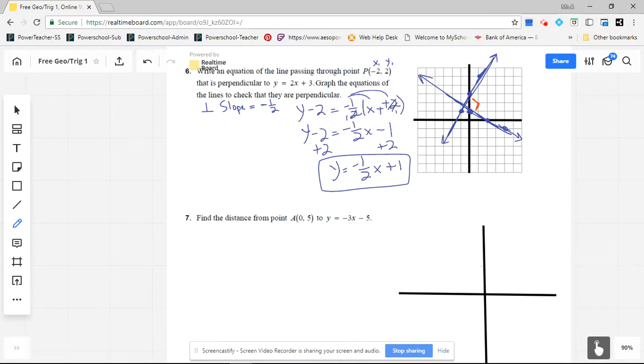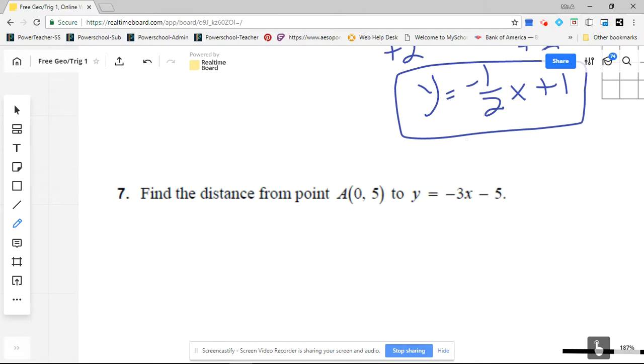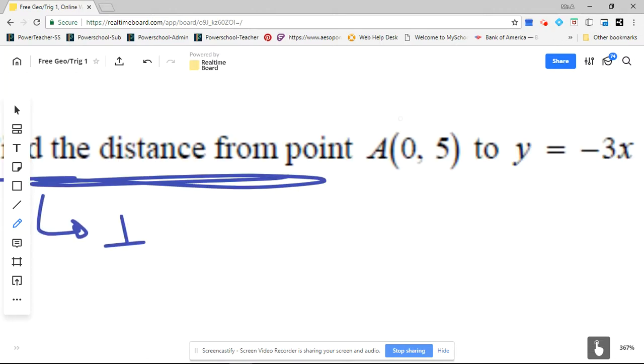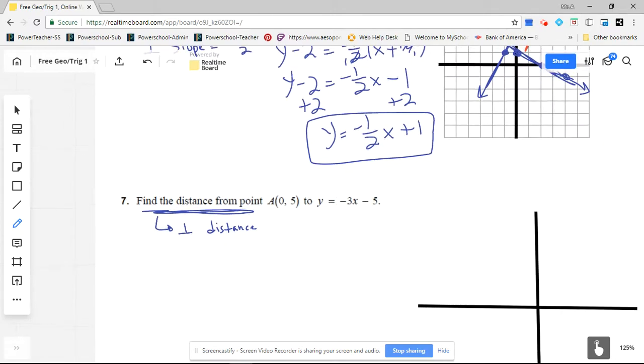And then 6, we did some of those on last notes, on 3-4 notes. How to find the distance from a point to a line. And we talked about it being the perpendicular distance. That's why it comes up in this chapter, because we're talking about perpendicular lines.